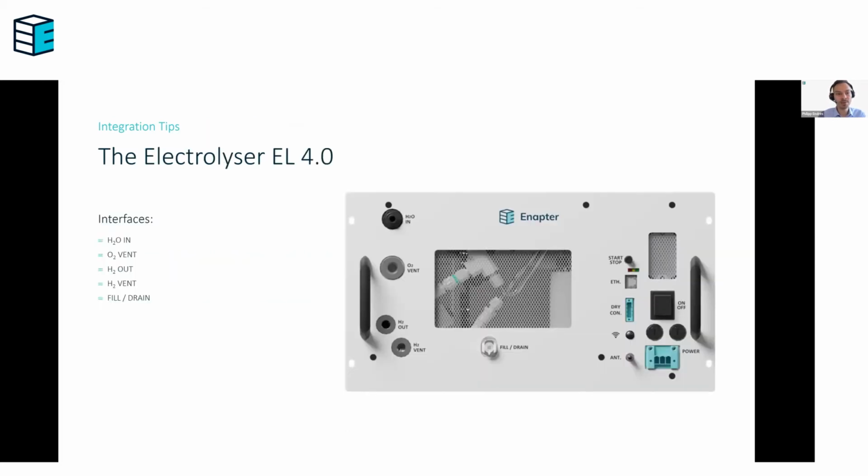Okay, the electrolyzer. We already talked about it. So we have different ports here: H2O in, O2 vent, H2 out, H2 vent, and the fill drain port to fill up the electrolyte. I want to keep it a little bit shorter because we already talked about that in the previous presentation.